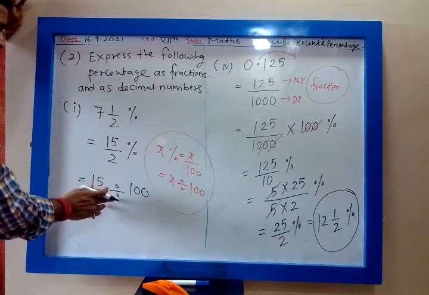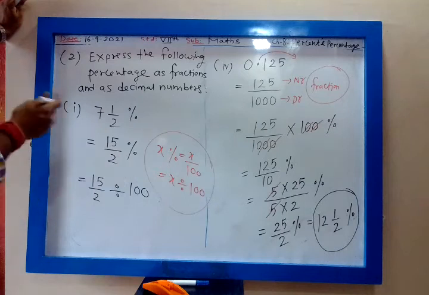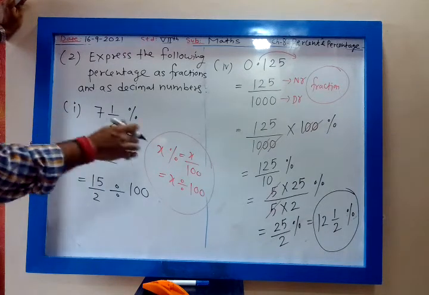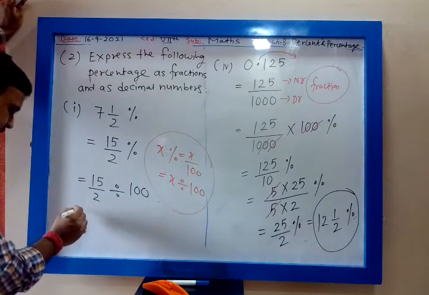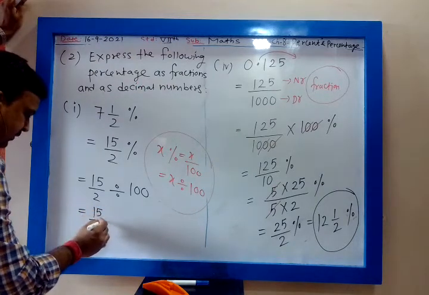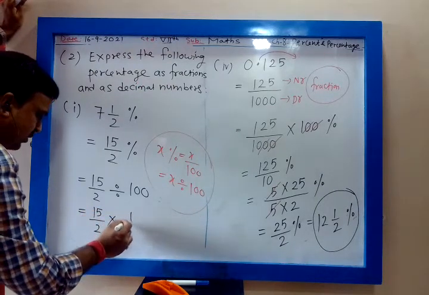Now we convert this division into multiplication. How will you convert division into multiplication? Take the reciprocal of the second. So this will be 15 by 2 multiplied by 1 upon 100.